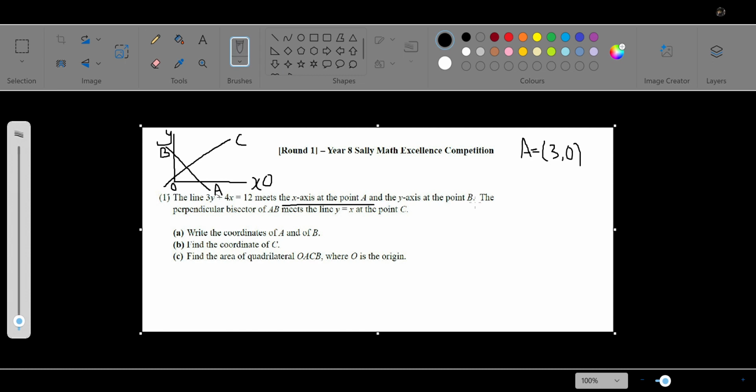For point B, on the y-axis, x = 0. So substituting x into the equation, it would be 3y = 12. Simplifying it, y = 4 because 12 divided by 3 equals 4. So B = (0, 4). I'll write it here. So these are the coordinates for both A and B.